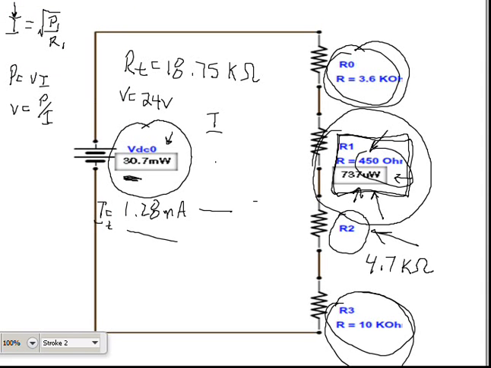Now we have the current, we have all the resistances, we have the voltage, so we can figure out the individual voltage drops if we want. We can figure out how much power each resistor is going to dissipate. We can figure out the rest of the characteristics all we want. But once again, we had to start somewhere. So we start at one resistor and then work our way outward.